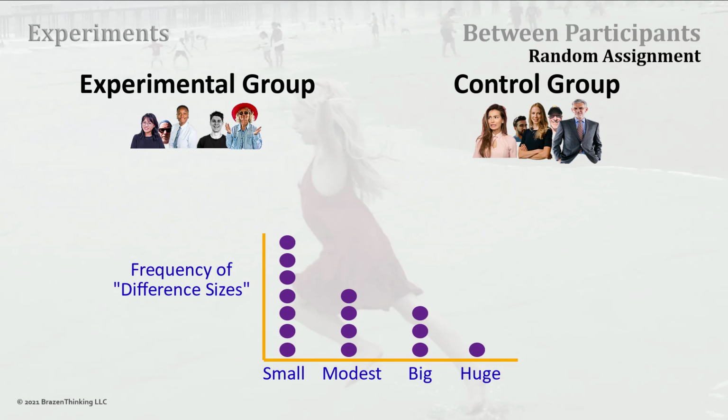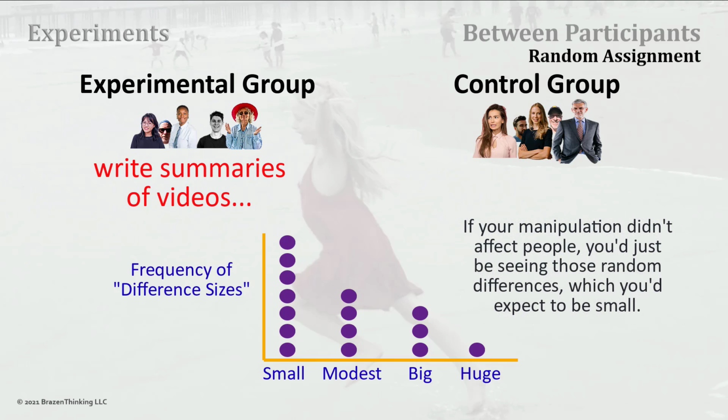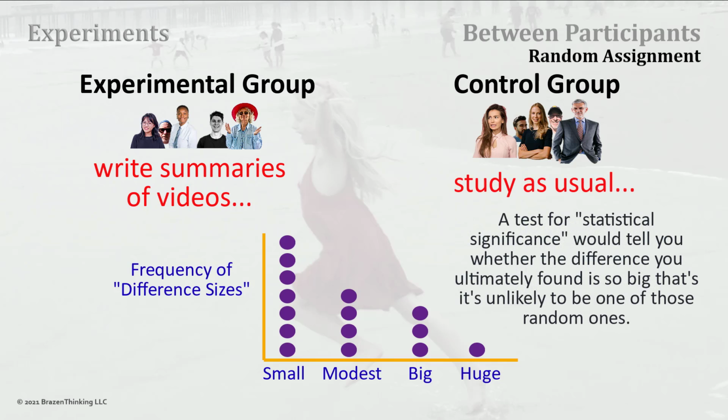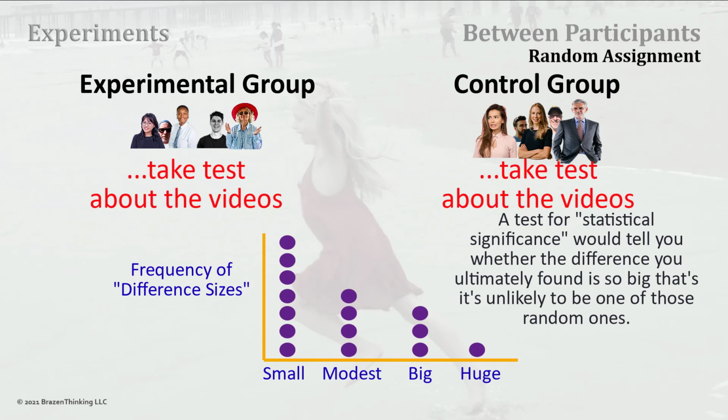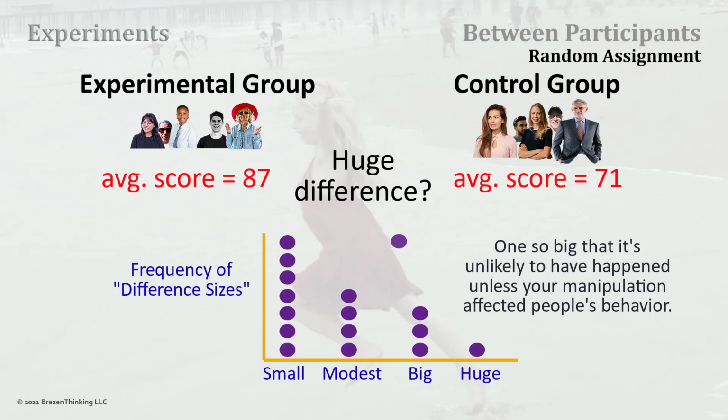For the study we've been talking about, you might randomly assign half the students in a class to watch videos like the ones you're watching and stop every time a heading changes to summarize what was covered in a couple of simple sentences. The other half of the students would just be asked to study the videos the way they normally would. If the difference in how much they know about the videos turns out to be a bigger one than you'd expect by chance, then you get to say that your manipulation had an effect.